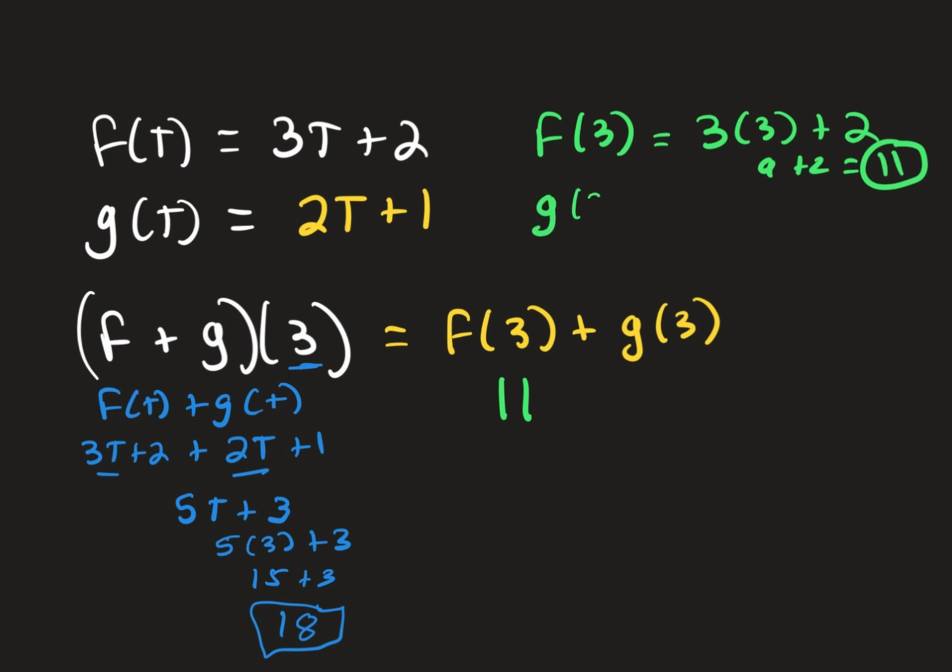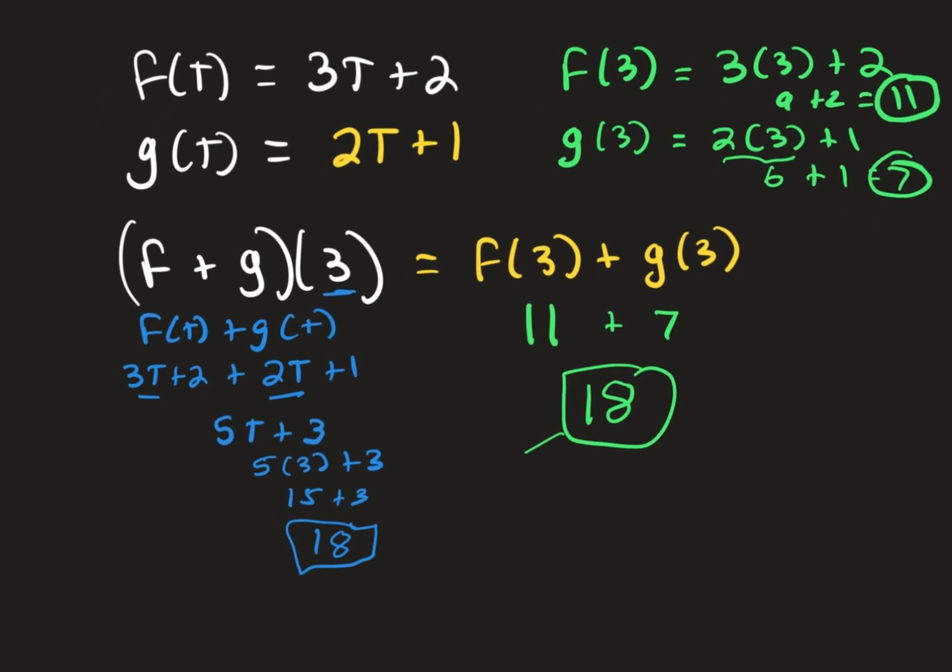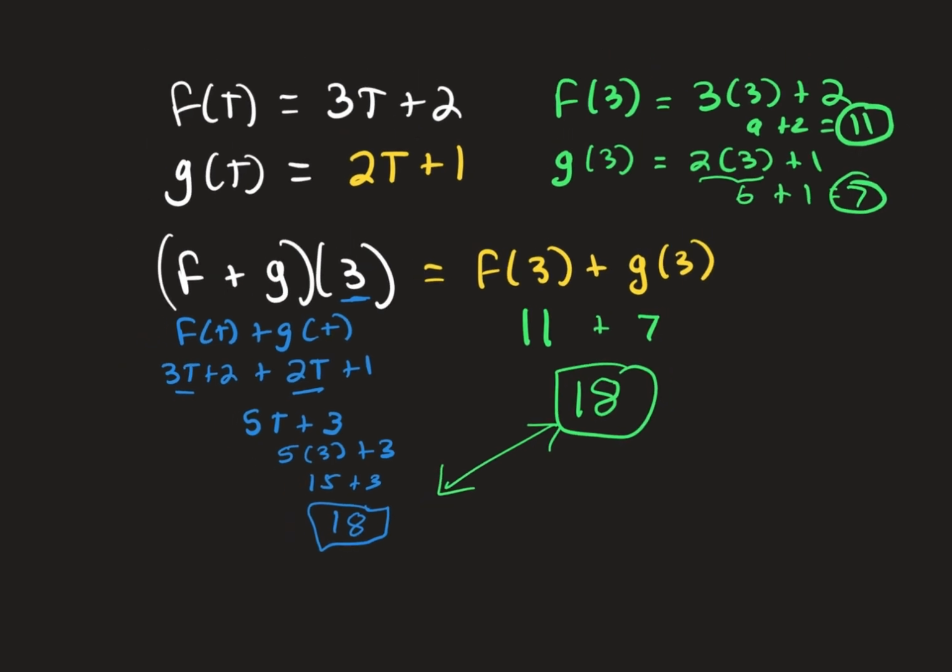Now I go and I find g of 3. g of 3 is going to be 2 times 3 plus 1. I go to my g function, and anywhere I see a t, I replace it with a 3. 2 times 3 is 6. 6 plus 1 is 7. So I know my g of 3 is equal to 7. 11 plus 7 is 18, which is the same answer as we got before. It's just two different ways to think about it.